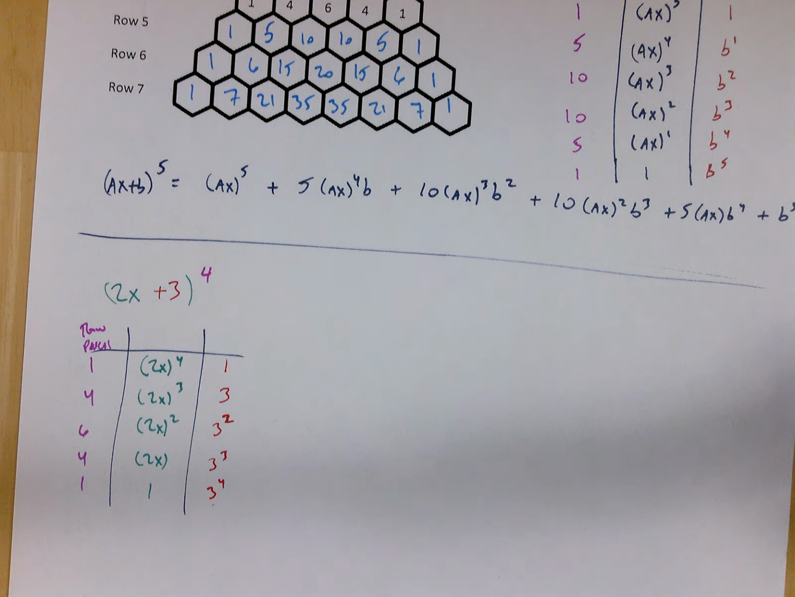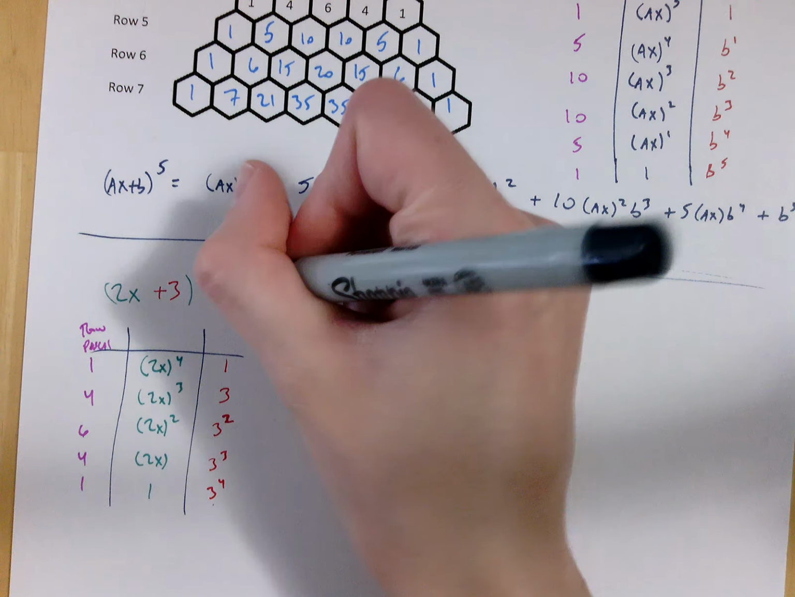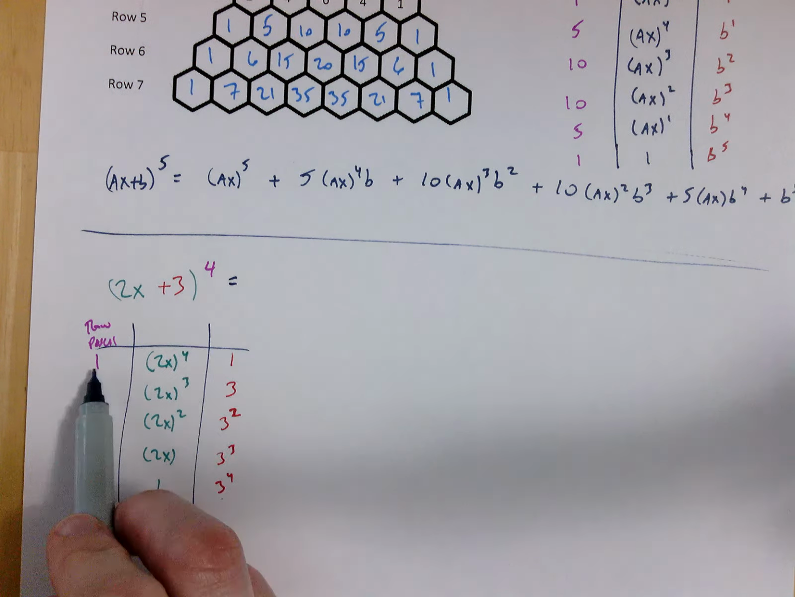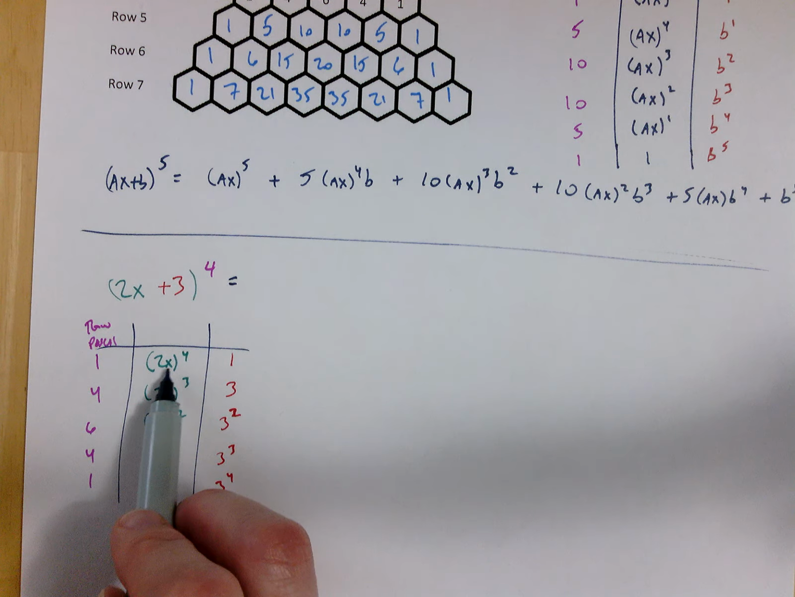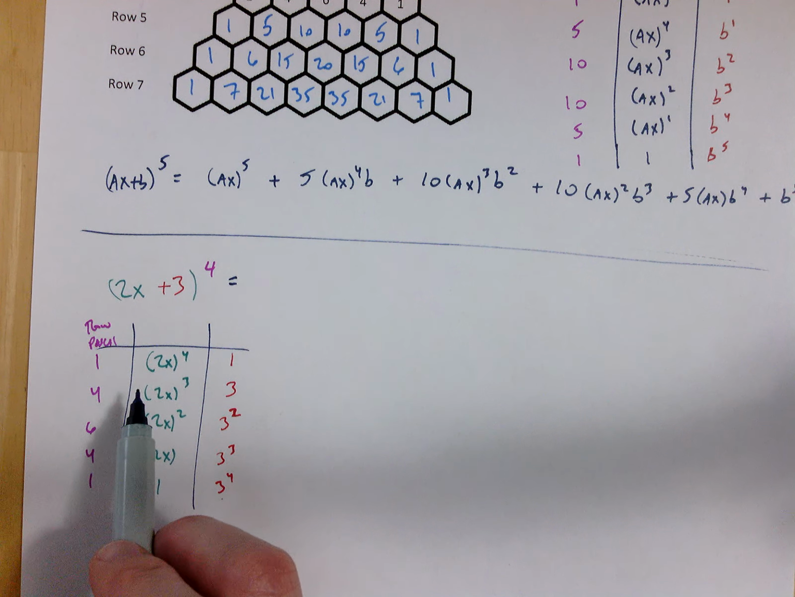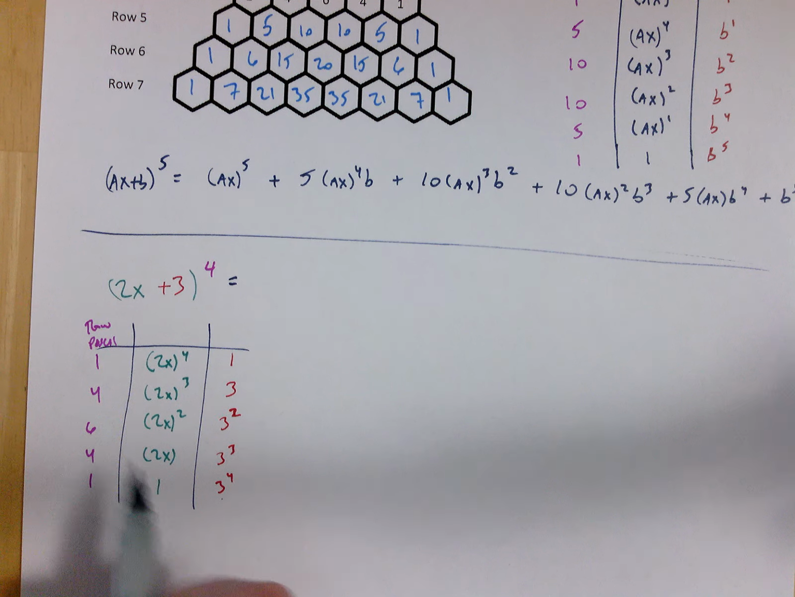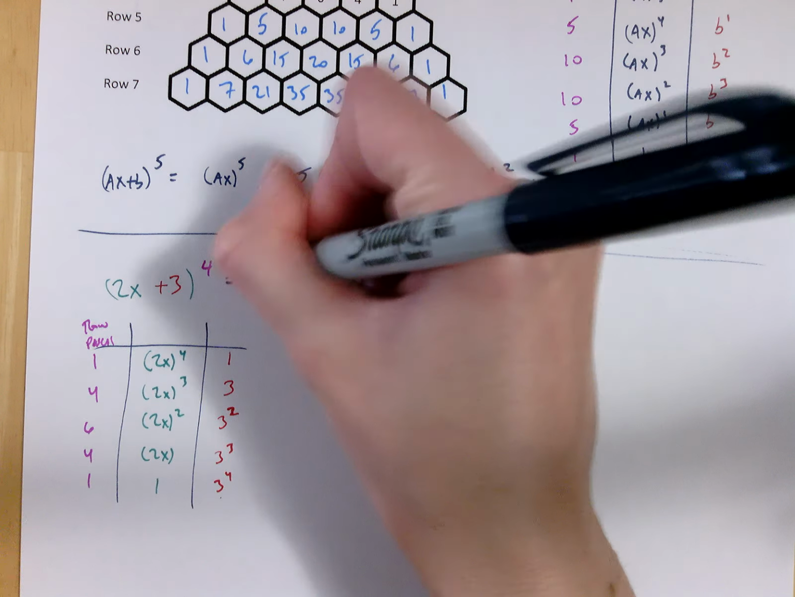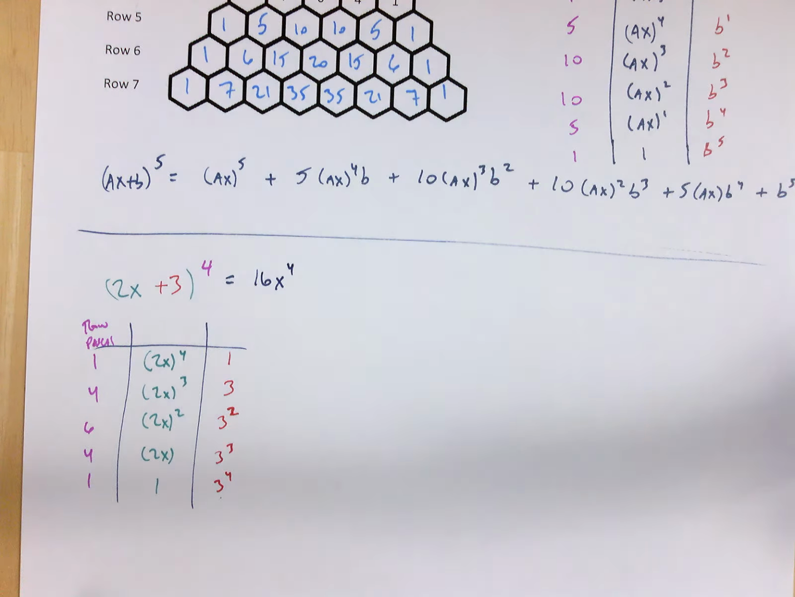Okay, so then to write my answer, we just have to simplify this. So you're going to have to actually multiply this stuff out. 2x to the 4th power means 2x times 2x times 2x times 2x, right? So that's going to simplify to 16x to the 4th.